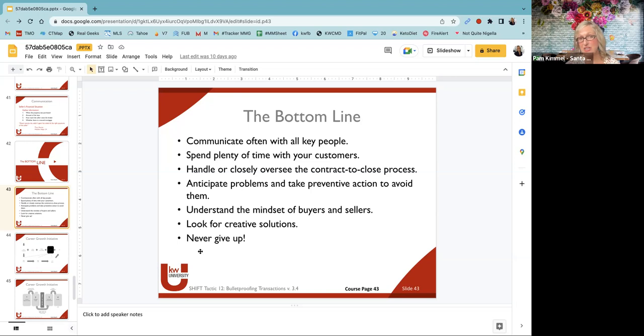I recently had a seller that said that was it. They didn't want to sell their house anymore. They were going to stay.